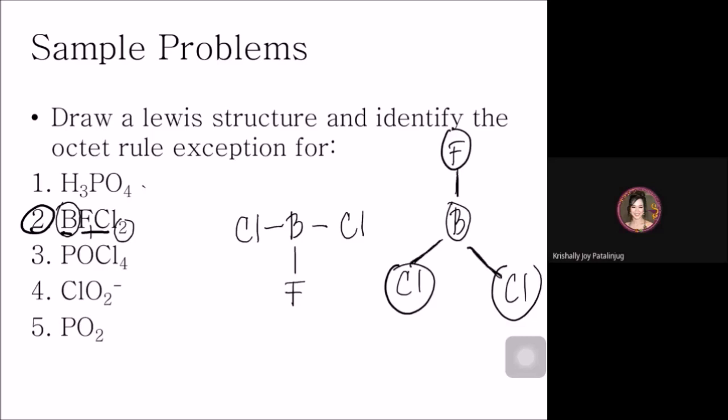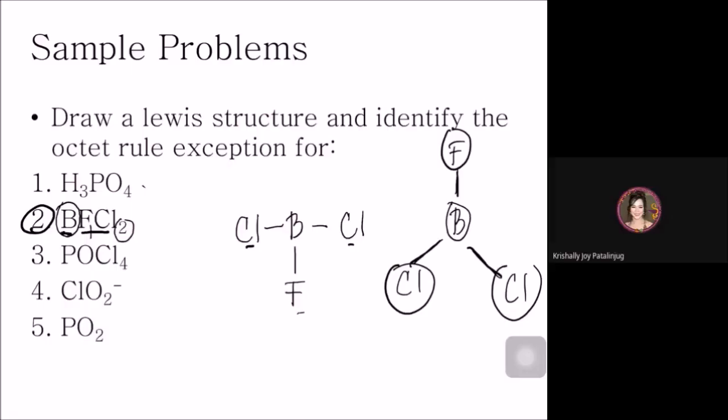Sige. Total valence electron tayo. Sige. So, you have 3 halogens na, di ba? Halogen, halogen, halogen. So, 7 times 3. 7 man ang halogens. 21. Plus si boron, plus 3. Di ba? Si boron is 3. So, 24. Okay? 24 electrons. Again, ha, si boron, part ng group 3. So, it has a 3 valence electron. So, 24 minus 6. Sige, minus 6, 18. Tama ba? Okay, 18 electrons.